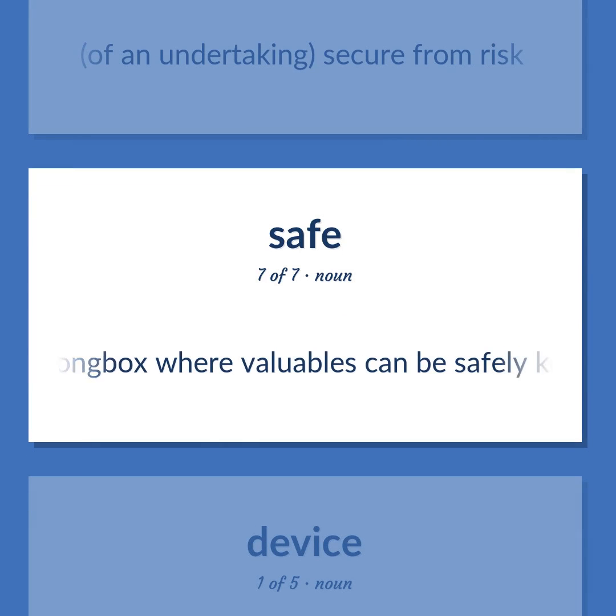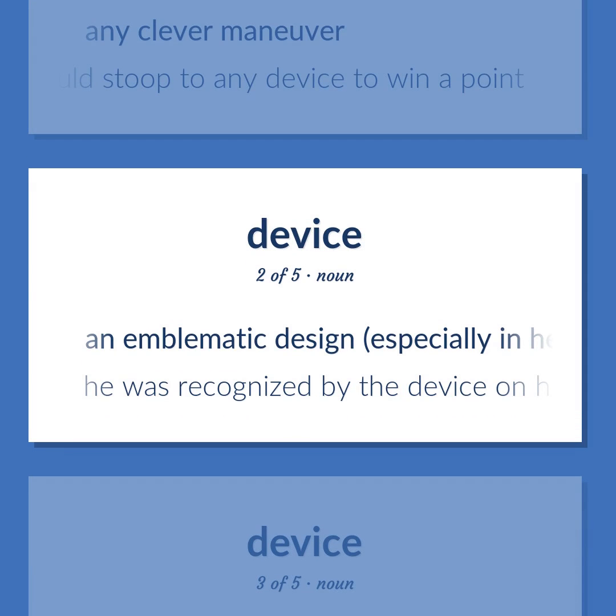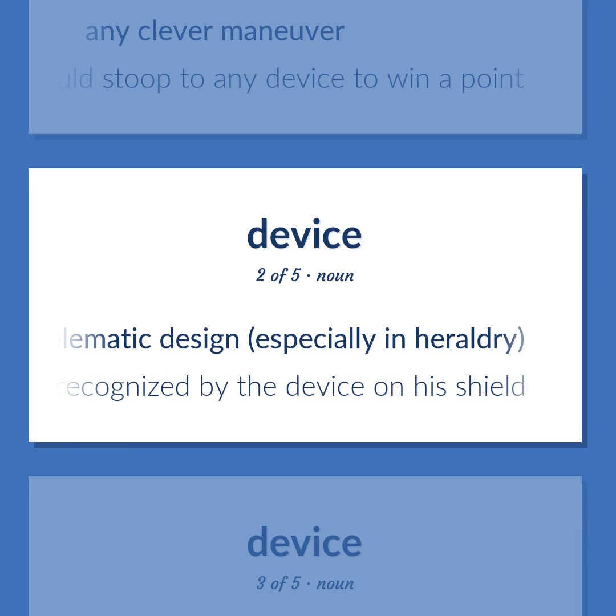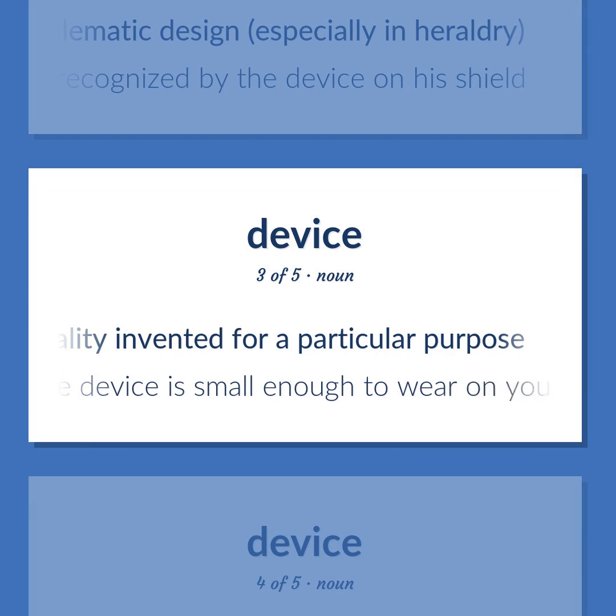Strongbox where valuables can be safely kept. Any clever maneuver. He would stoop to any device to win a point. An emblematic design, especially in heraldry. He was recognized by the device on his shield. An instrumentality invented for a particular purpose. The device is small enough to wear on your wrist.